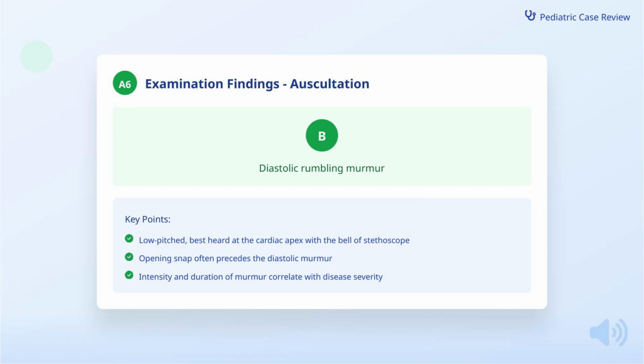Option A, mid-systolic click, is characteristic of mitral valve prolapse, not mitral stenosis. Option C, high-pitched holosystolic murmur, is more typical of mitral regurgitation or ventricular septal defect. Option D, continuous machinery murmur, is pathognomonic of patent ductus arteriosus. In mitral stenosis, an opening snap often precedes the diastolic murmur, and the intensity and duration of the murmur correlate with the severity of the stenosis, making it a crucial finding in the physical examination.